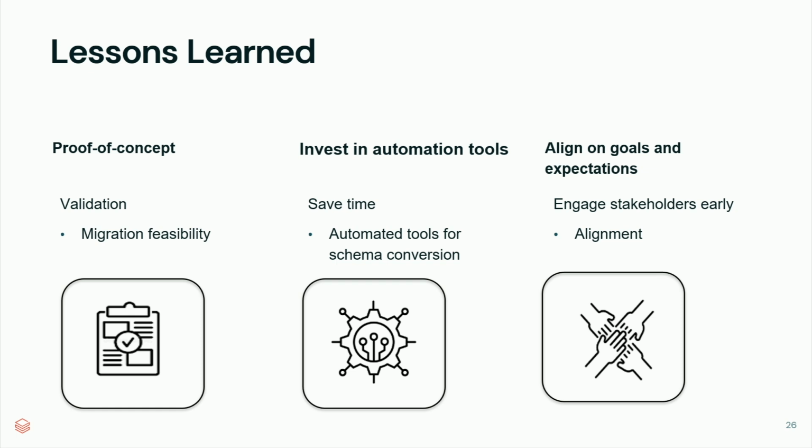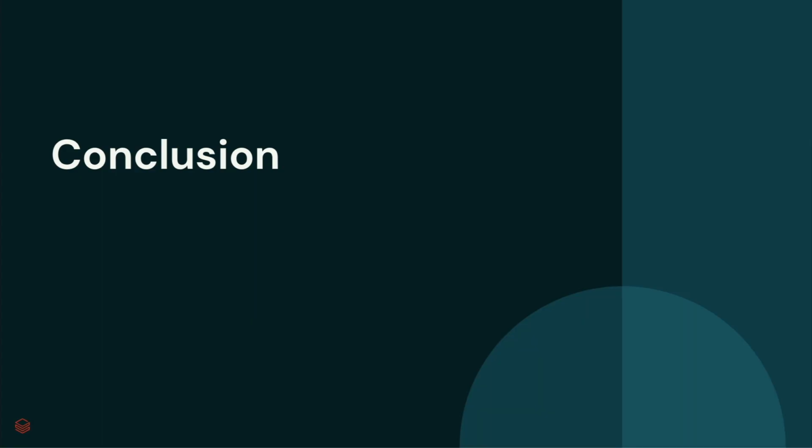Together, these pillars, testing early, automating smartly, and aligning strategically, form the foundation of success. They helped de-risk the migration, accelerate the timeline, and unite the organization. So that's the last slide.